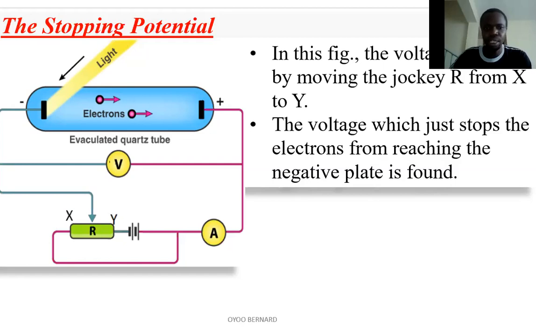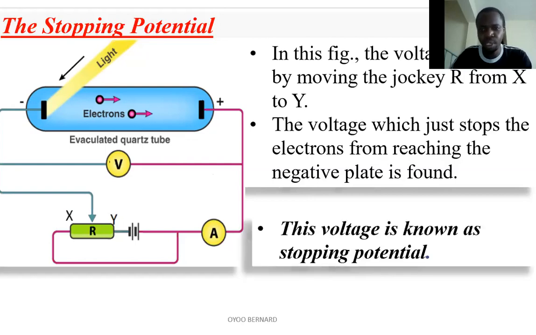So that's what we call the stopping potential. At that potential, where no electron has sufficient energy to reach this other side here, and the current registered is zero, is what's called the stopping potential. So the voltage which just stops the electrons from reaching the negative plate is found like that, and the voltage is known as the stopping potential. I think you now know what stopping potential is.